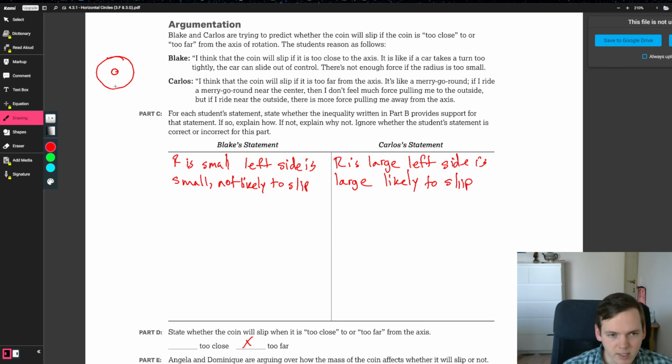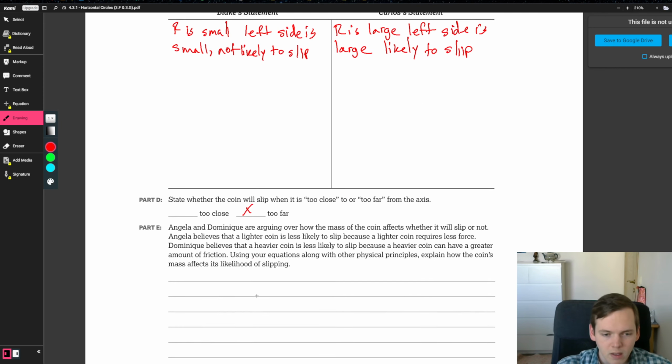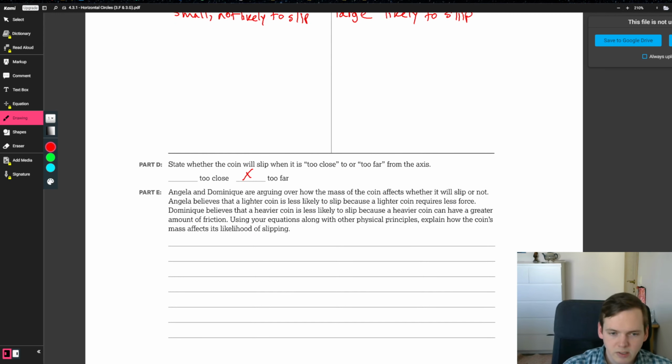Carlos has some incorrect stuff in that there's never any force pulling you away from the axis. So I do want to point out that both of them have correct thinking and both of them have incorrect thinking. But if we look at just the inequality, we can see that Carlos's conclusion is correct even if his reasoning isn't. And then Angela and Dominique are arguing over whether the mass of the coin affects whether it will slip or not, and so on.